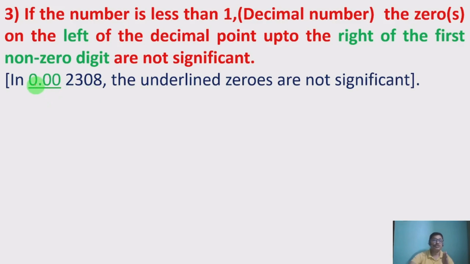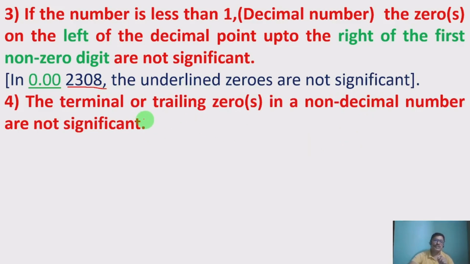In this one, the 0 on the left of the decimal point is not significant. And up to the first non-zero digit, the zeros that are there after the decimal point are also not significant. Therefore, all these three underlined zeros are not significant. Therefore, only these four numbers are significant according to this third rule of significant figures. The underlined zeros are not significant.